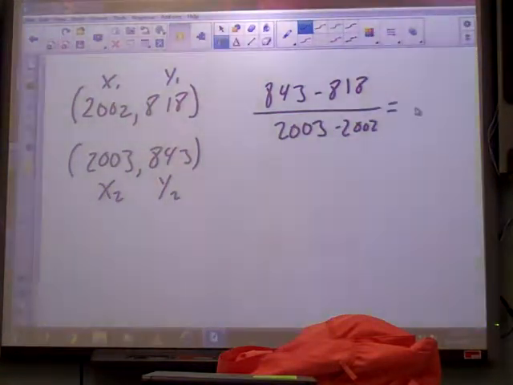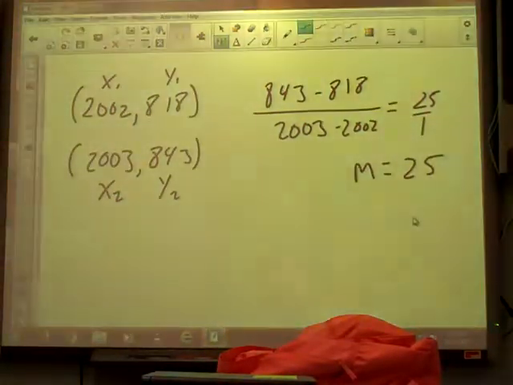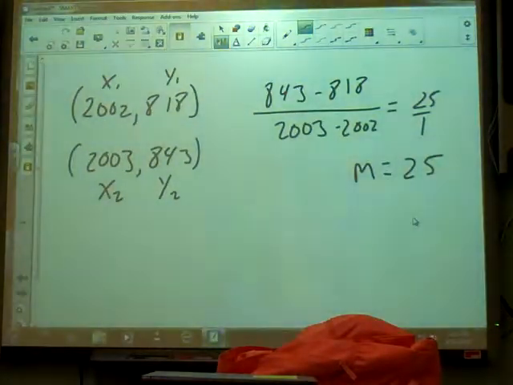843 minus 818, that's 25, is that right? 2003 minus 2002, that's a tough one. There's one. So this would tell me that for every year, the number of hours of TV that people are watching are going up by 25. So you could actually use that model now and figure out based on that data, if it's correct, how much we're watching in 2017. I don't want to, but you could. Just keep going up at a constant of 25 hours every year. That would look like, well, I'm not going to go there.